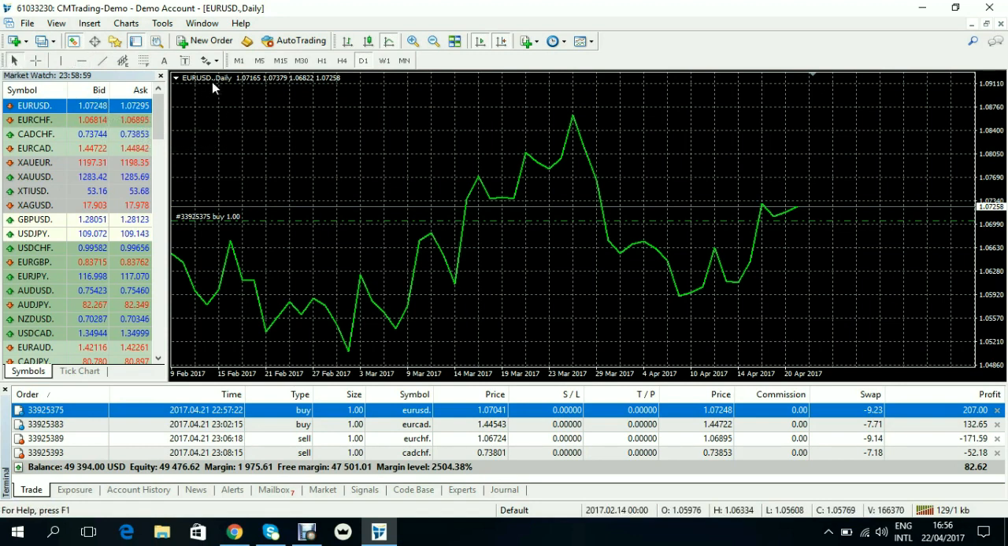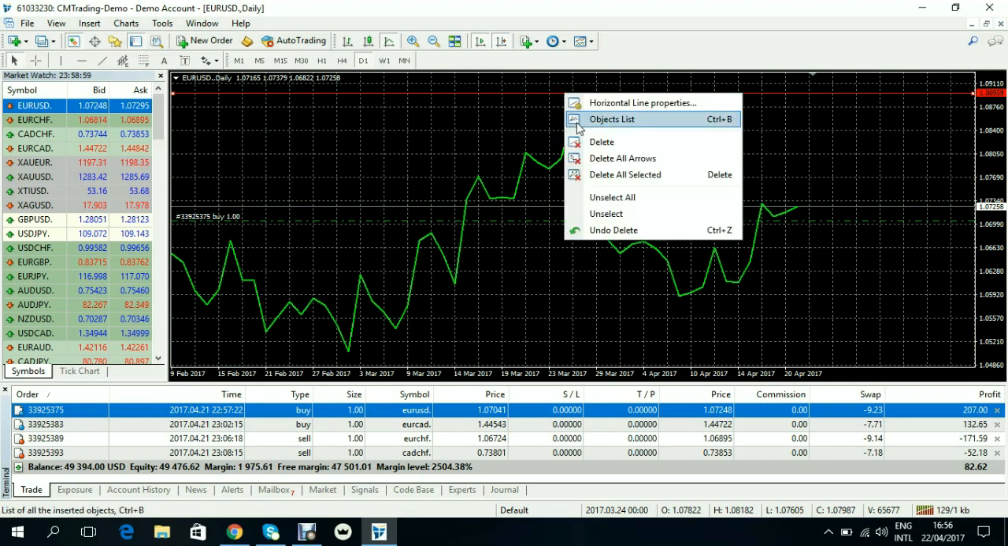For you to draw your support and resistance levels, we normally use the horizontal line. Here you can look at the pointer. All you need to do is to click and then it is picked. Okay, and if you drop it, dropping it means that you are just clicking. Let me do that again.